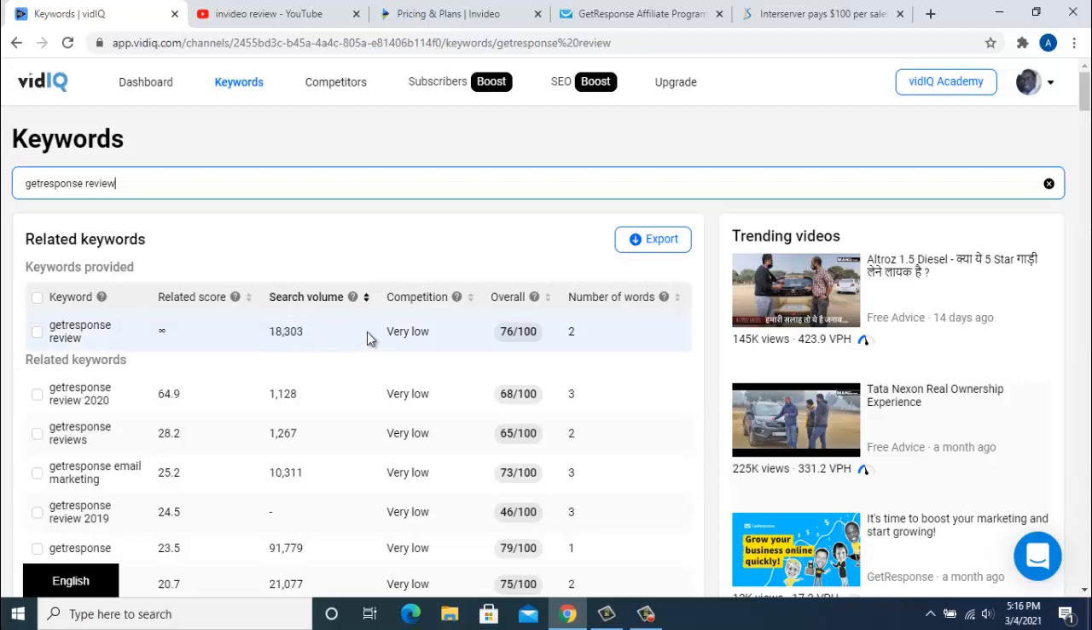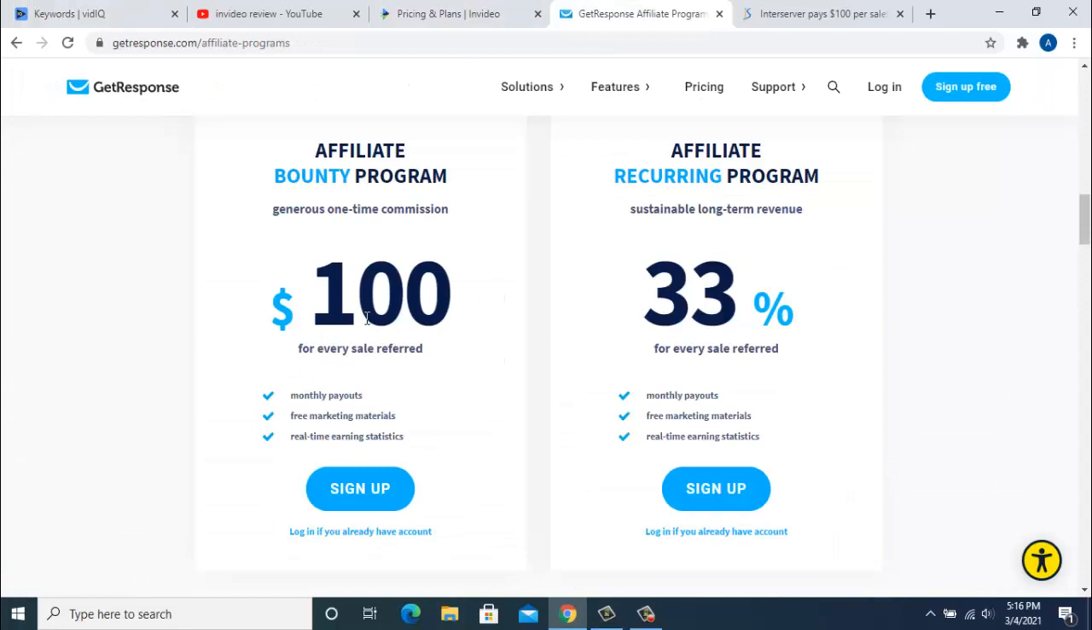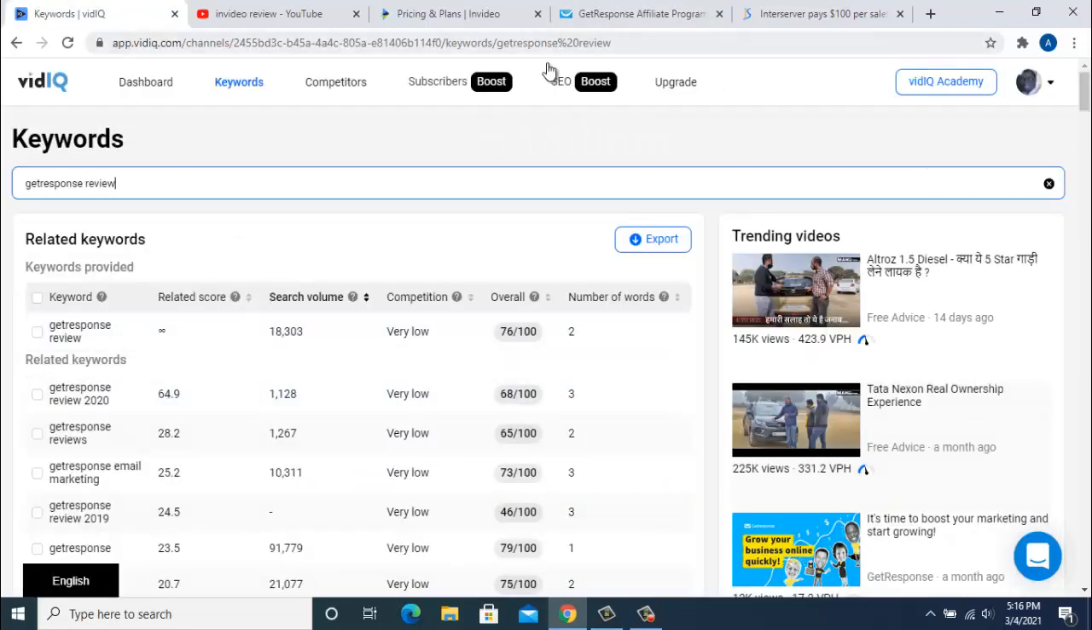So 18,300. Now the next thing that you're going to look for is the competition. This is rated with 100 being the highest, and 0.00 something being the lowest. If you look at here, this is 2.3. This is really easy to rank for. It is a really cool keyword to rank for. So it means you can tick Get Response as one of your gold mines, as one of the keywords that we are going to target, because it pays $100 anytime somebody goes to YouTube to try to find a review of Get Response. So Get Response is qualified.